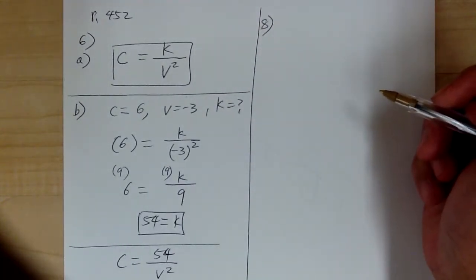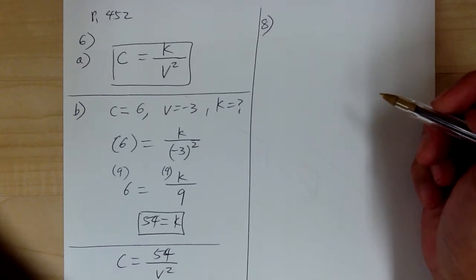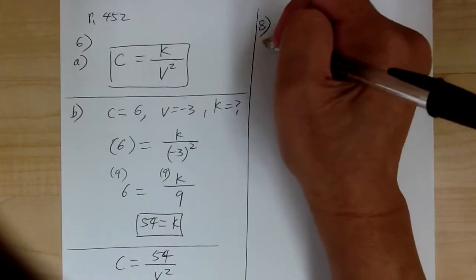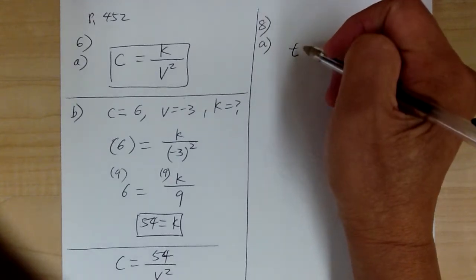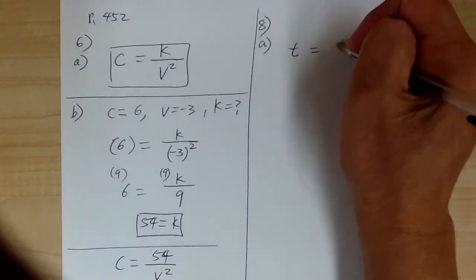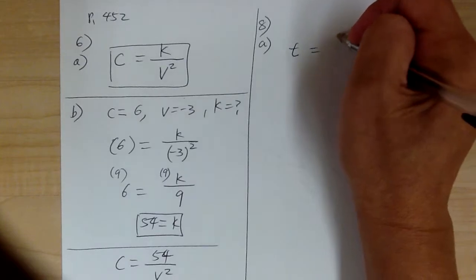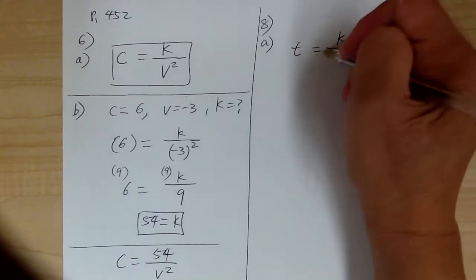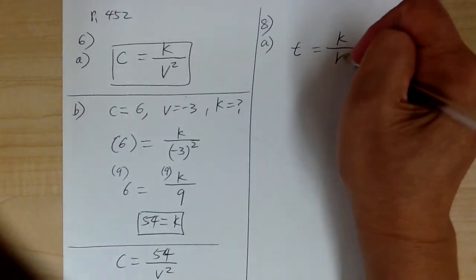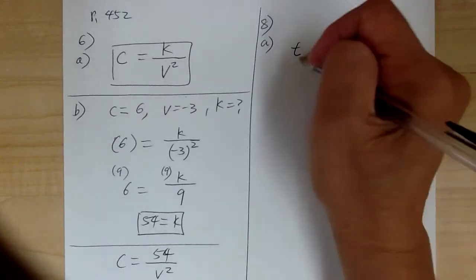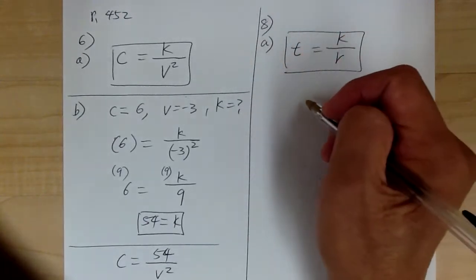So you can read through. So it says the time t that it takes to get a certain job done varies inversely, so t equals k over r. It varies inversely as the rate r at which the work is done. Okay, so that's the equation.